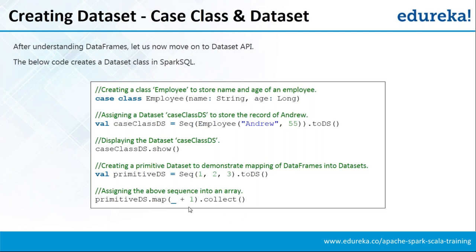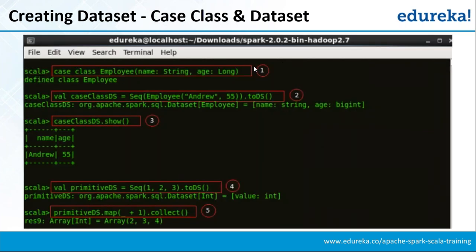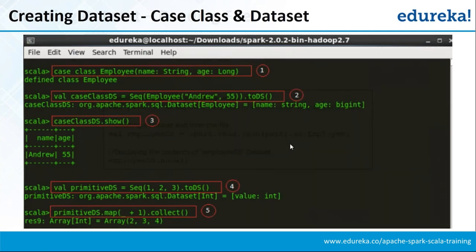Okay, so now we are just outputting in the end. See the same thing in the output part. So we are creating the employee class, then putting the values inside it, creating a data set, and looking at the values. So these are the steps we have just seen and understood.